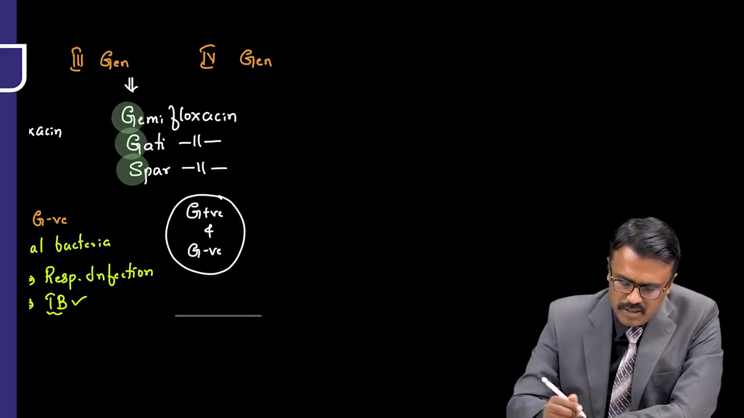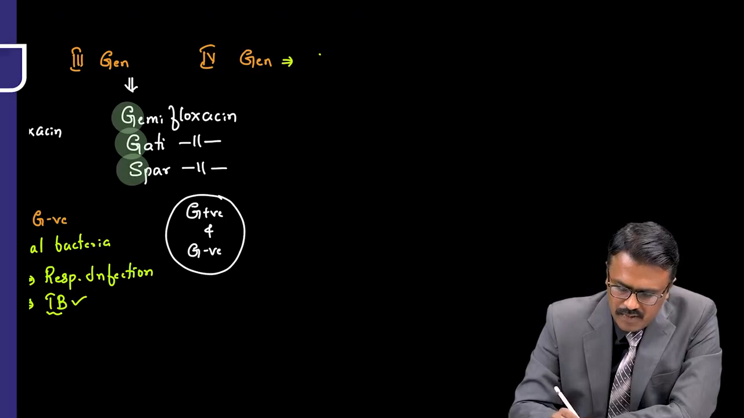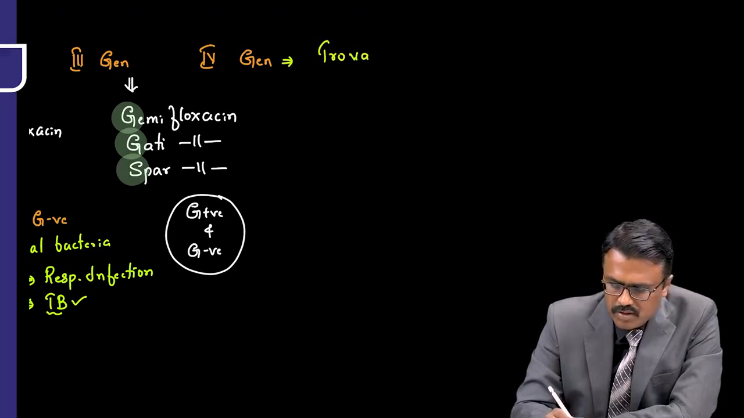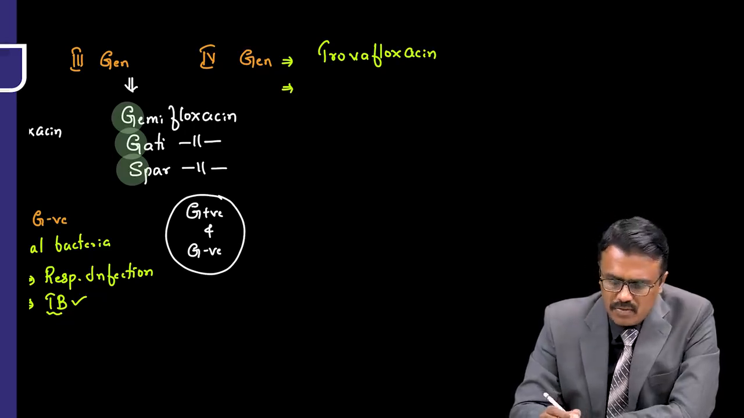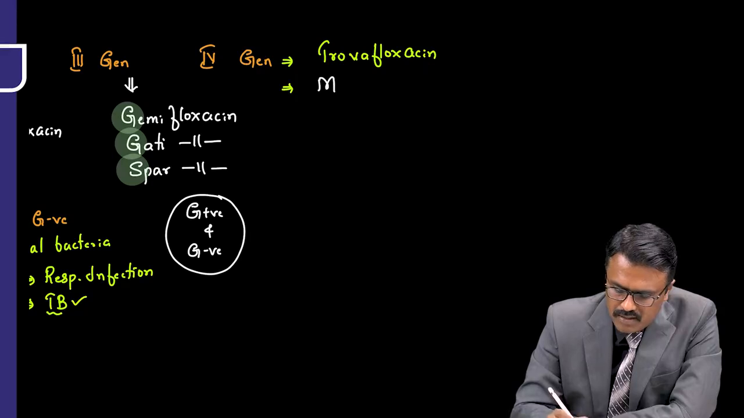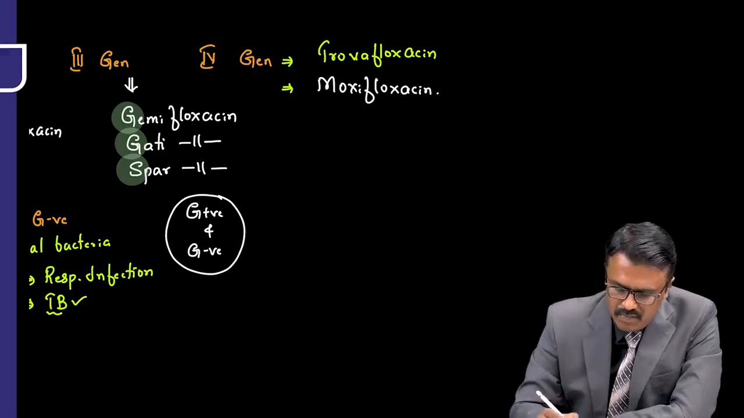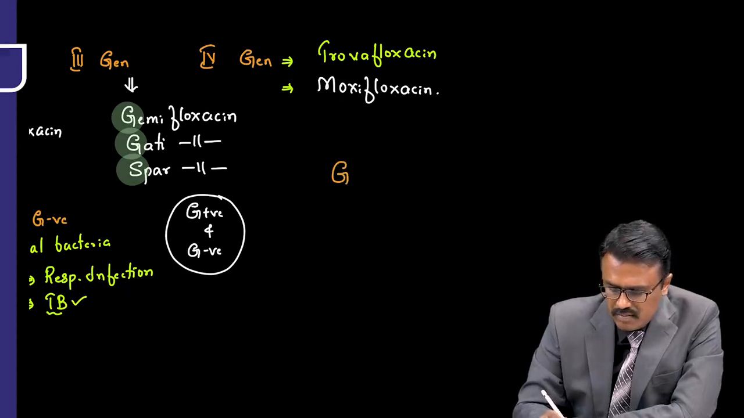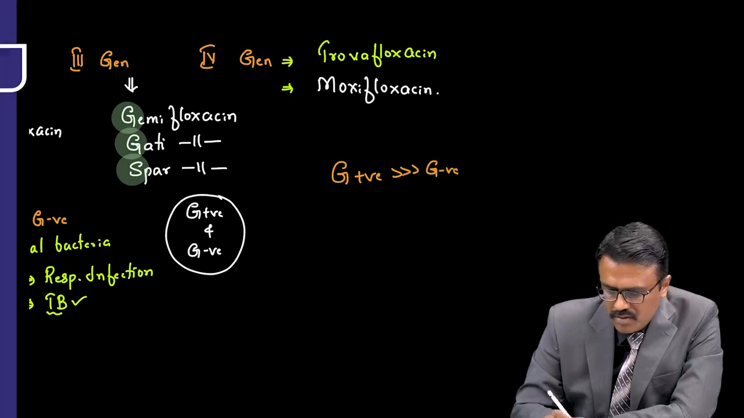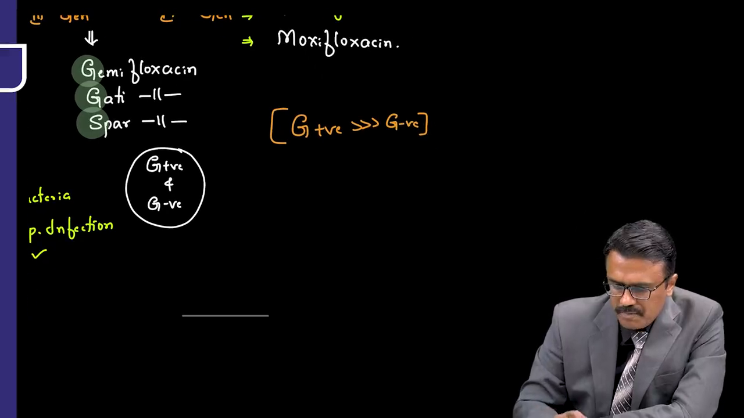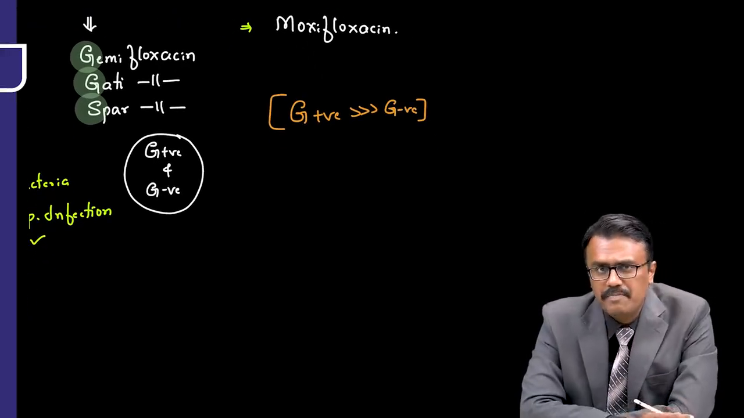Now coming to the fourth generation, very important, we have a drug by the name trovafloxacin. Trovafloxacin is not used. The problem is that the drug is hepatotoxic, so we are not using it. But what we are using is a drug by the name moxifloxacin. Most important, what is the spectrum? It is mainly active on gram positive compared to gram negative infection. So the major action of moxifloxacin is on gram positive more than gram negative.